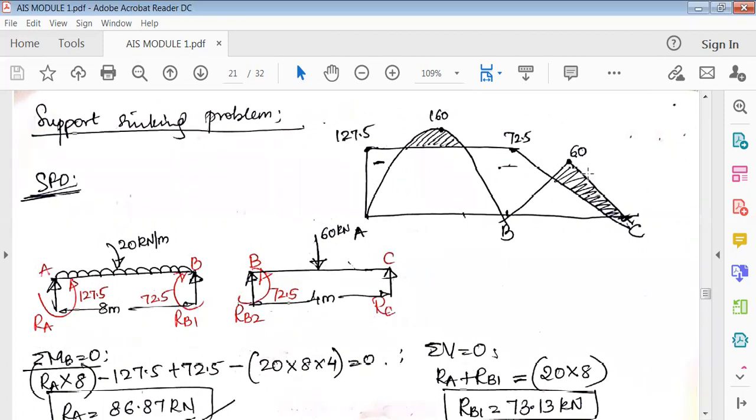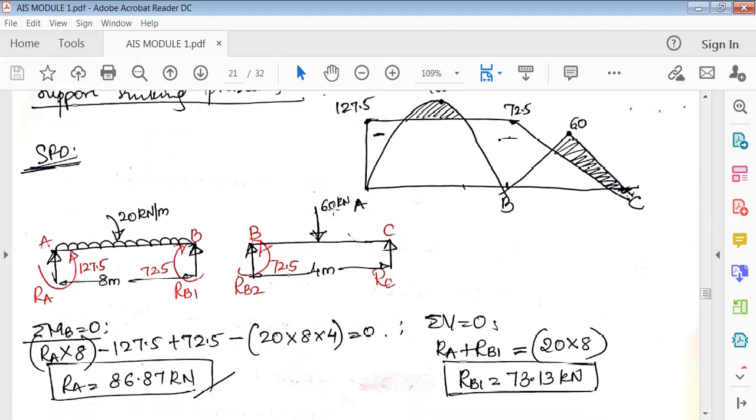Then we have got the final end moments at the support. We have checked here, the support is 127.5, then plus or minus 72.5, and at C it was 0. Mark all of these, and whatever is above the line is positive, within this line is all negative. So till here we draw the bending moment diagram.